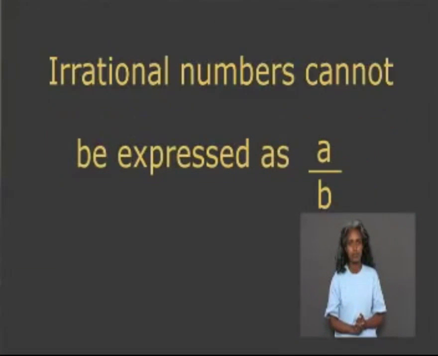The formal definition of an irrational number states that it is a number that cannot be expressed as A over B when A and B are integers and B does not equal 0.